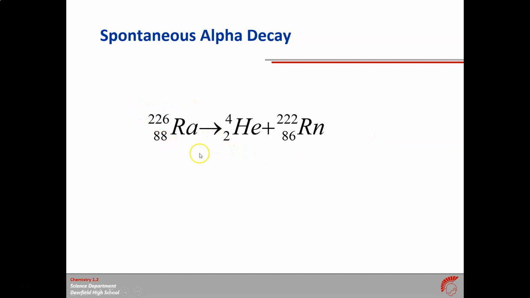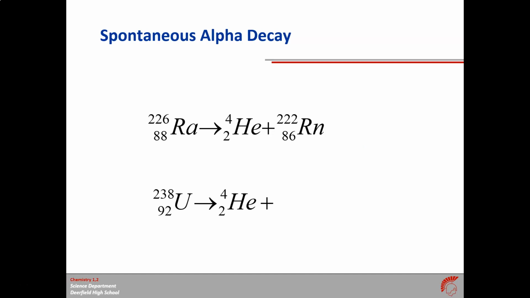It happens spontaneously. Nothing is forcing this atom to break down. It just happens spontaneously because the nucleus is so heavy that it wants to kick out some of those particles to try and get smaller. So the strong force is boosted up a little bit.